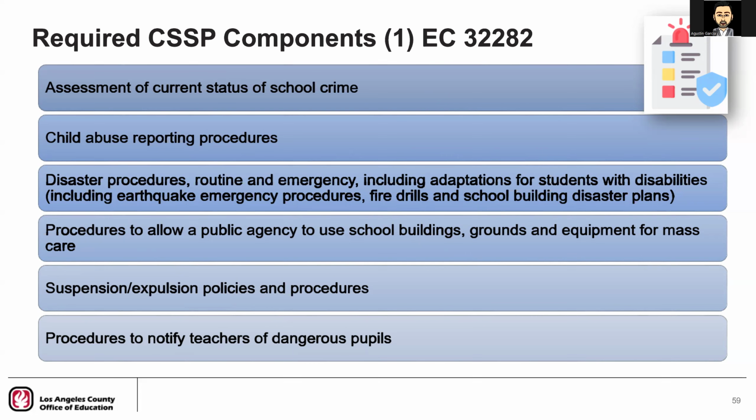Other required components include child abuse reporting procedures, disaster procedures, procedures to allow a public agency, including the American Red Cross, to use school buildings, grounds, and equipment for mass care, suspension and expulsion policies and procedures, and procedures to notify teachers of dangerous students.